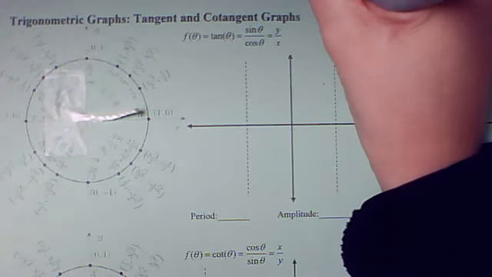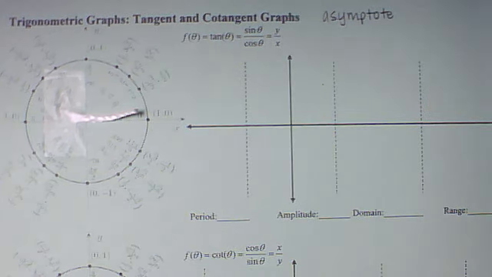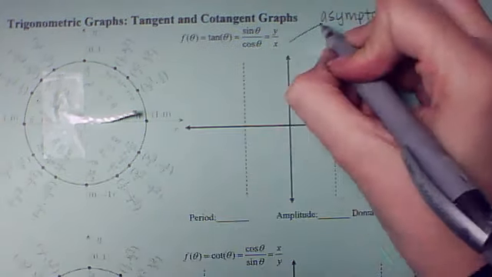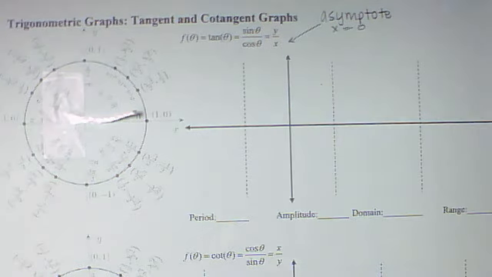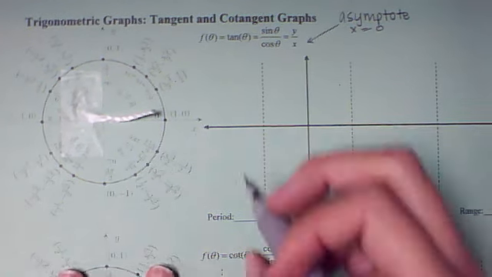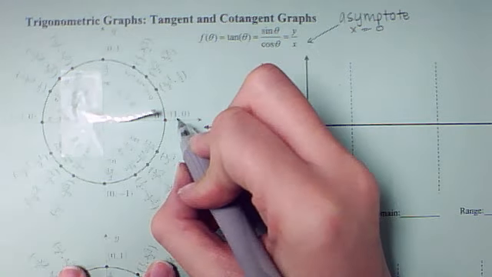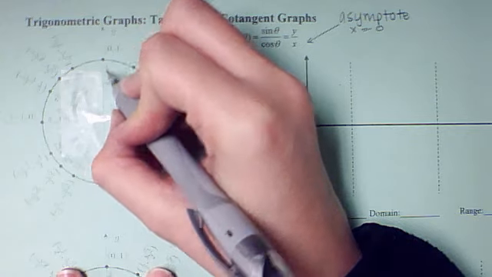So remember, an asymptote is just a place that the graph cannot touch, and in this case these are vertical asymptotes. They happen if x equals 0. So anywhere that the cosine is equal to 0, we have an asymptote. Let's look at our unit circle and figure out where those places are located. So on our unit circle, anywhere the x value is 0. The first time we get to one of those is right here at pi over 2.